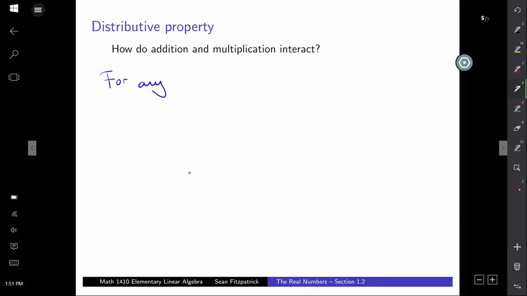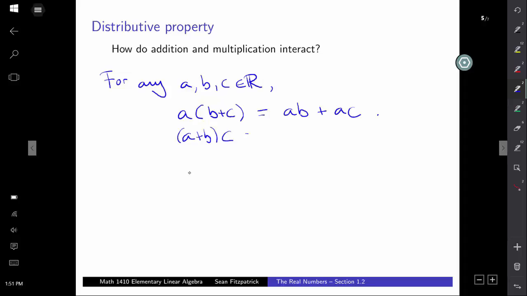well, if you give me any real numbers A, B, and C, if I want to do A times (B plus C), that's the same thing as A times B plus A times C. Okay, that's the distributive property. We could, although it's redundant because we have the commutative law for multiplication, it still doesn't hurt to see it from either side.